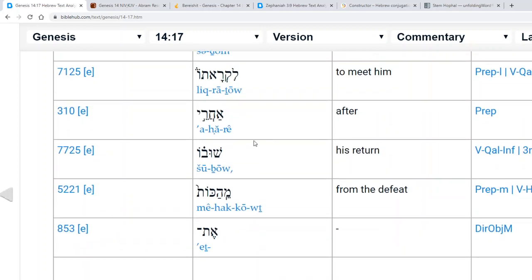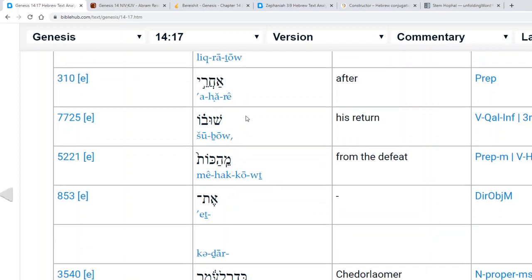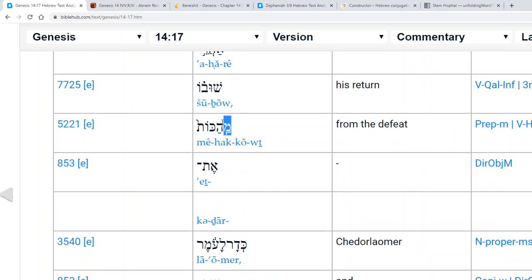Okay, acharei means after. Shuvo, right? Shuv means to return. Shuvo is he returned, right? Mehakot, so prepositional mem, hakot, right? To smite, they're saying defeat, right? We talked about this before. And yes, I would say it's in the hefil probably.